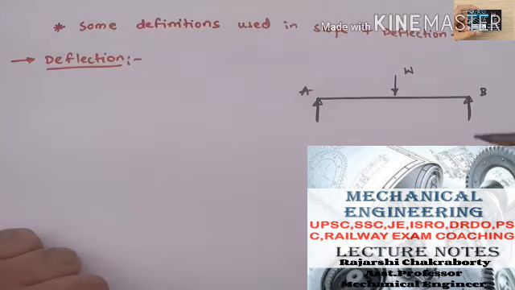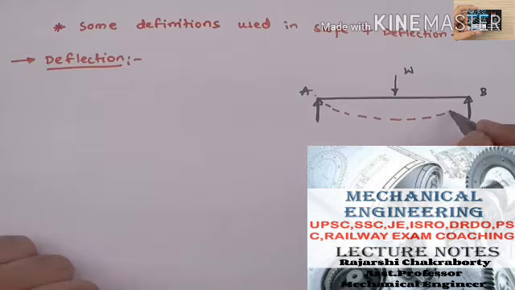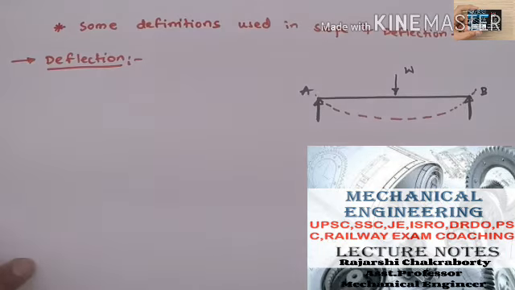Under the action of this load, the shape of the beam is going to change, and I am considering the beam as elastic. So when the load is acting, the beam will deflect in this manner, and when the load is removed, the beam will come back to its original position, which is indicated here. So here the first definition is deflection.